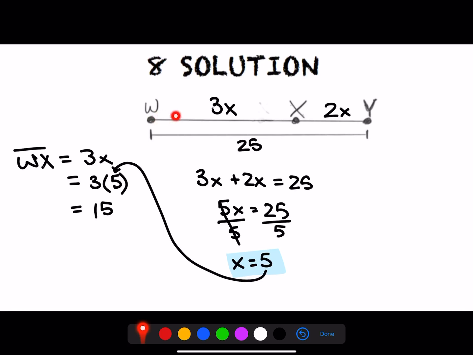But again, we're looking for the length of WX. WX is equal to 3x. So I'm going to take this 5 and I'm going to plug it in for x, so I have 3 times 5. Well, 3 times 5 is 15, so WX is 15 units in length. And that would be our answer.